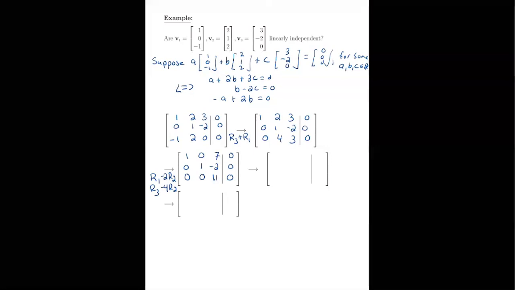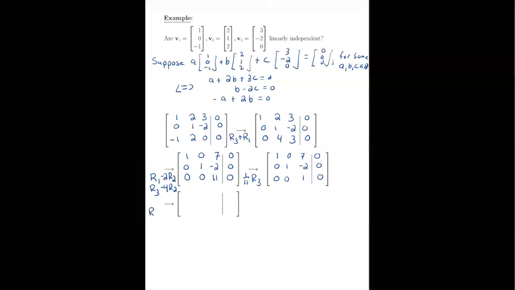So now I'm going to create a leading 1: 1 over 11 row 3. So 1, 0, 7, 0; 0, 1, minus 2, 0; 0, 0, 1, 0. And to get to a reduced row echelon form, I'm going to use this 1 to create zeros above. Do be careful if you are trying to obtain a reduced row echelon form. One of the most common errors is to forget to create zeros above our leading ones, especially in this last step. So do keep an eye out for that. I'm going to use this to create zeros above.